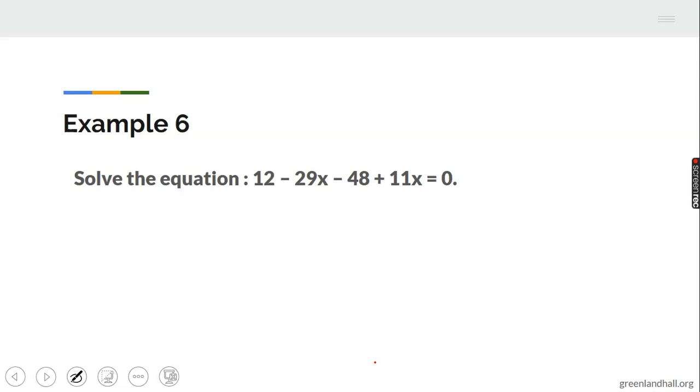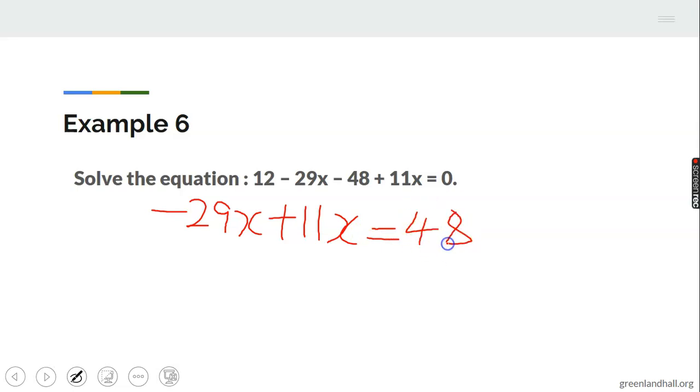12 minus 29x minus 48 plus 11x equals what? 0. Now, the ones that are having the same term, x, put them on one side, and the ones without x, transfer them to the other side of the equation. Now, let's do that. Minus 29x plus 11x should be on this side. Then equals, I will now transfer the ones without x to the other side. That will be 48, because 48 is negative here. Then 12 is positive, so that will be minus 12.